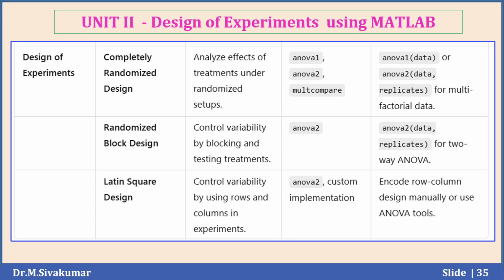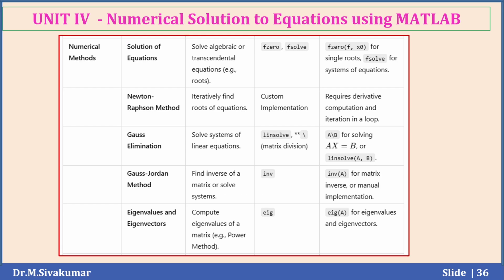Then the second subtopic is the randomized block design, which controls variability by blocking and testing treatments, using ANOVA2. And the third one is Latin square design, which controls variability by using rows and columns in sequence. Here also there are no dedicated inbuilt MATLAB functions. By using ANOVA2 for custom implementation, you also need to encode the row-column design manually or by using the ANOVA tools. The fourth unit contains the numerical solution to equations under the category of numerical methods.